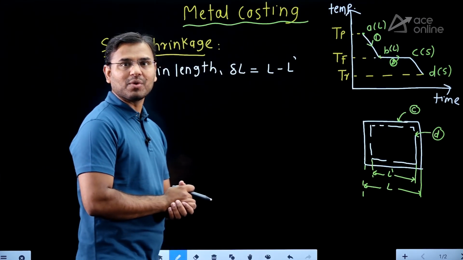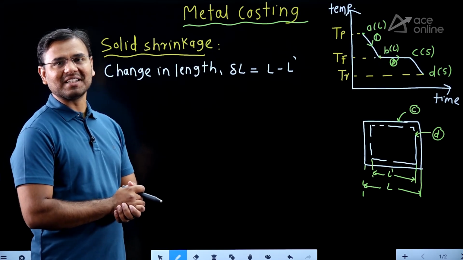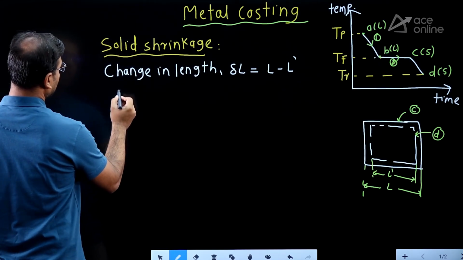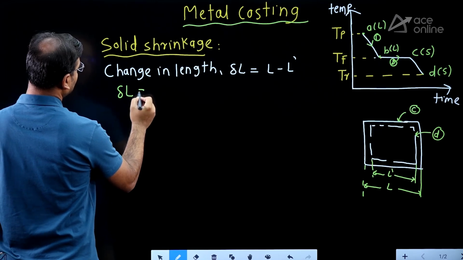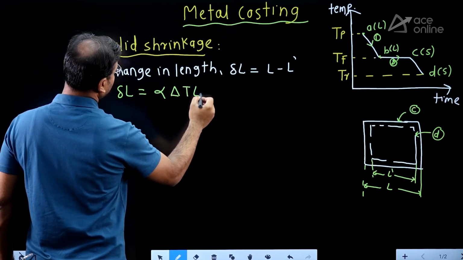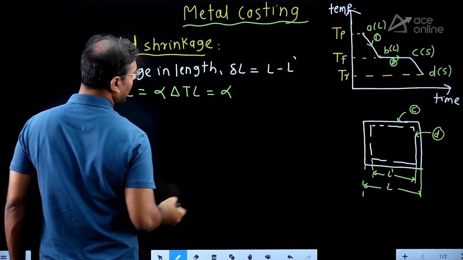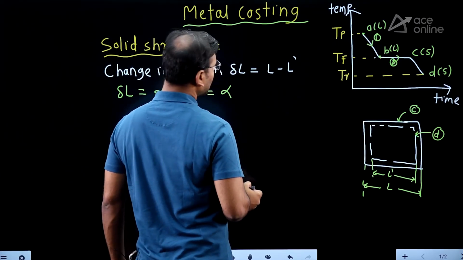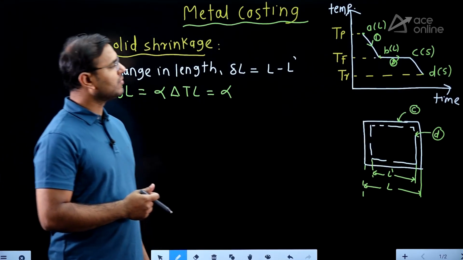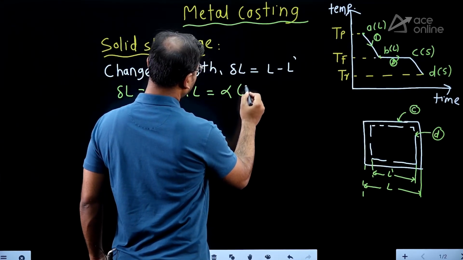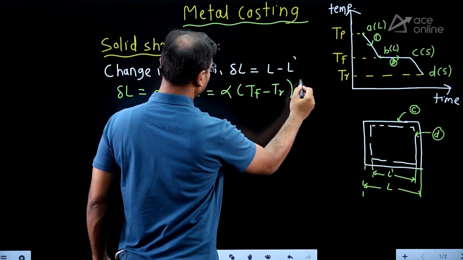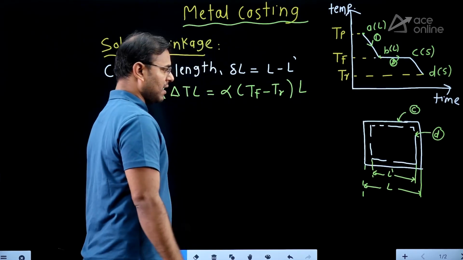It is the same formula as thermal stresses in the strength of materials subject, and we can use the same formula here: change in length is equal to alpha delta T L. What is delta T? From where to where is the solid shrinkage going to happen? It happens from point C to D. At C you can see the freezing temperature, and at D the room temperature, into capital L.